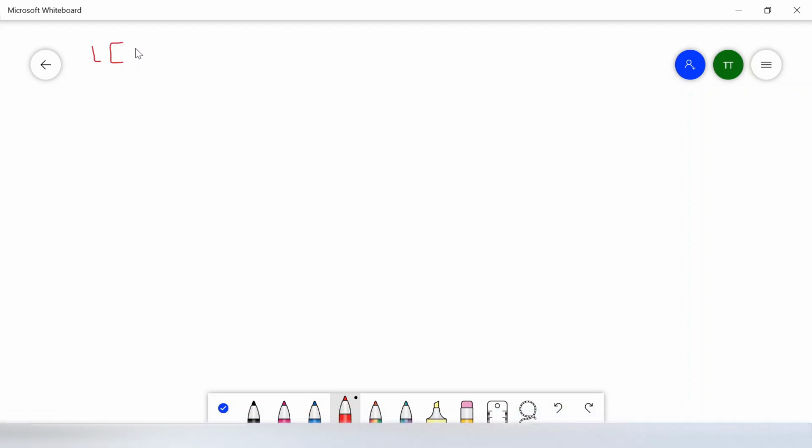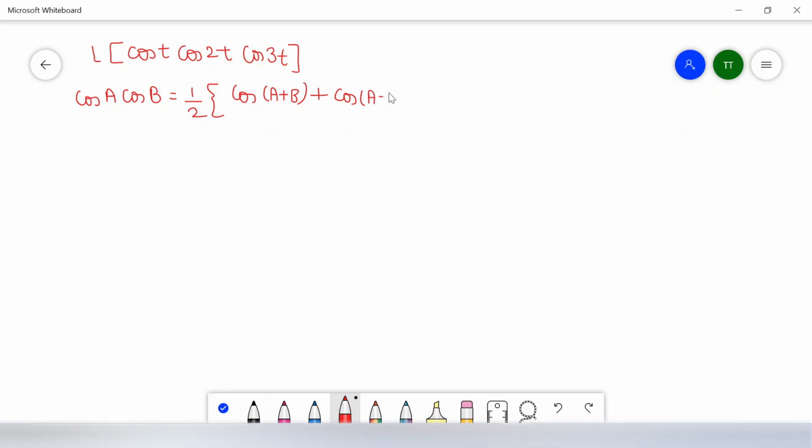So today I am going to solve a question on Laplace transformation. Find the Laplace transformation of cos t cos 2t cos 3t. Okay, so first of all, what is the formula of cos A cos B? This is equal to half of cos(A plus B) plus cos(A minus B).